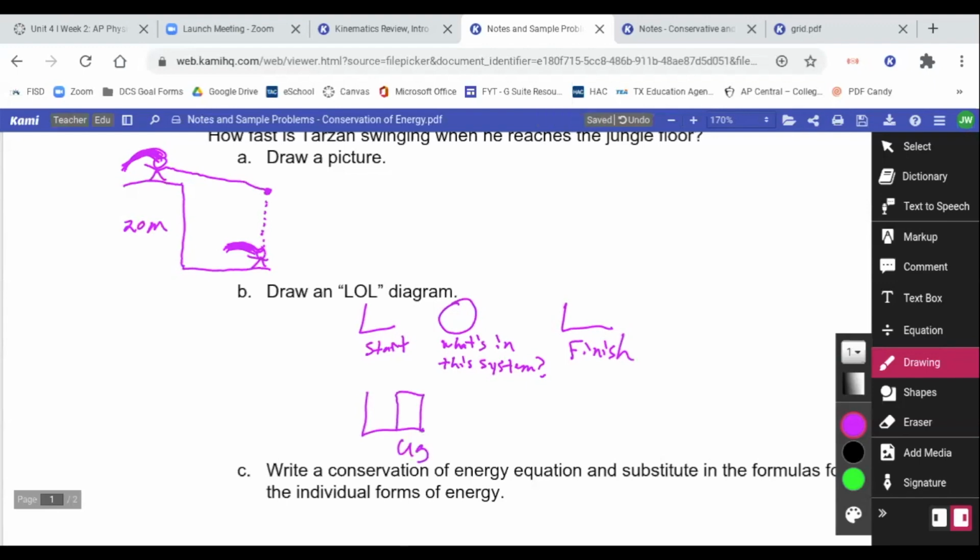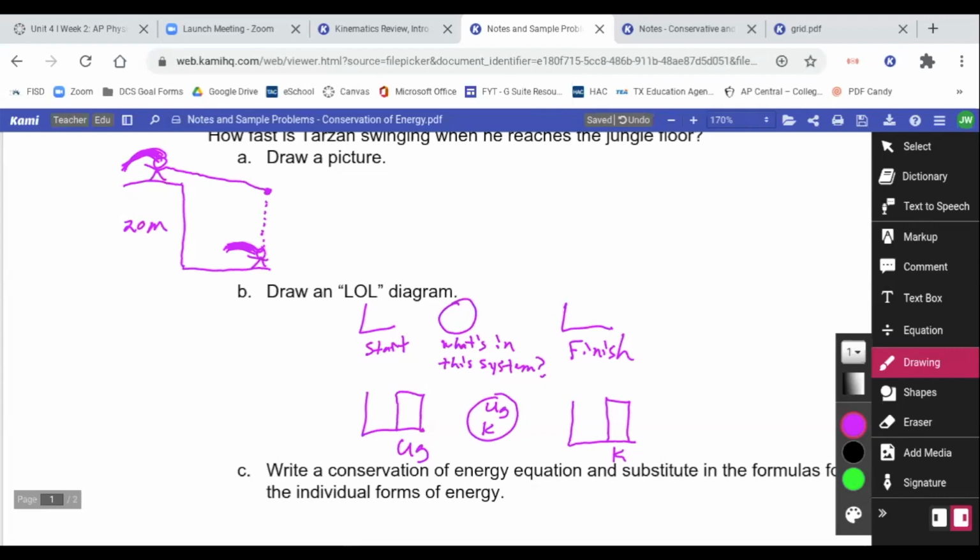They didn't say anything about him running to the vine, so I'm going to say no kinetic energy. At the end, when he swings down to the ground, that's where he's given up his potential, his height, for velocity, kinetic energy. And then what's in this system? There's some UG and there's some K.